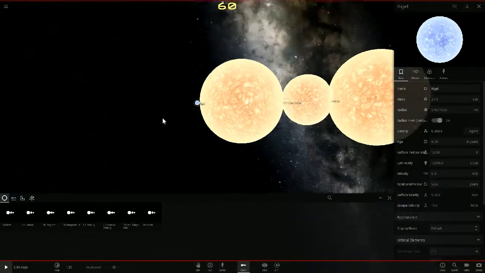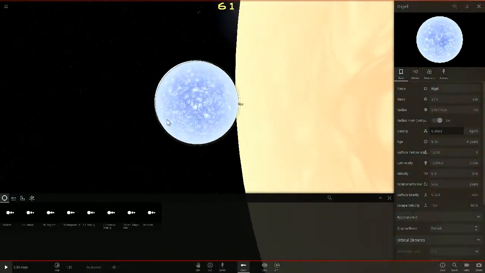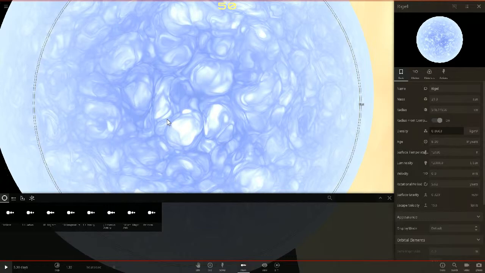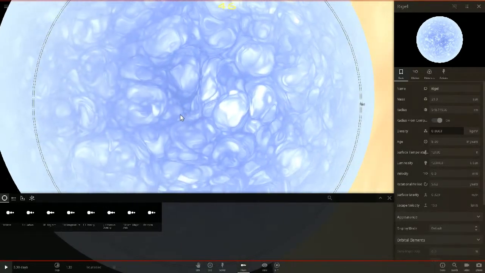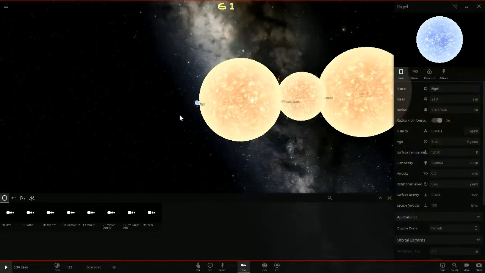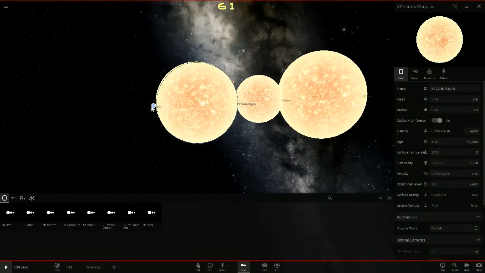And then we go on to Rigel. Rigel is 21 times the mass of the sun. It is incredibly dense, but its radius is tiny compared to Phi Canis Majoris.